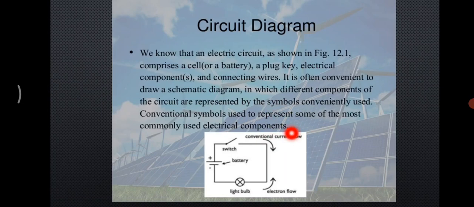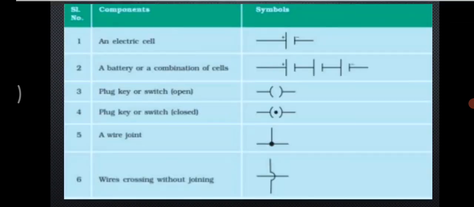These are the conventional symbols used to represent some of the most commonly used electrical components. See, this symbol is used to denote the electrical switch, this symbol is used to denote the electrical battery, and this symbol is used to denote the bulb and wires. Let us study step by step all the electrical components given in your textbook.